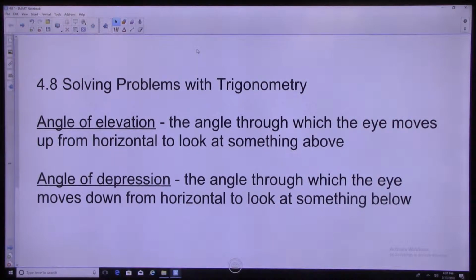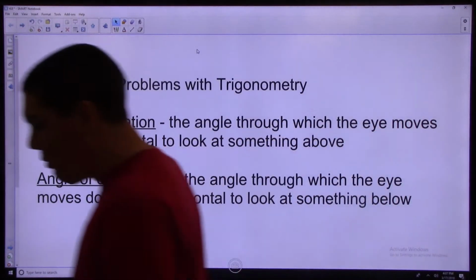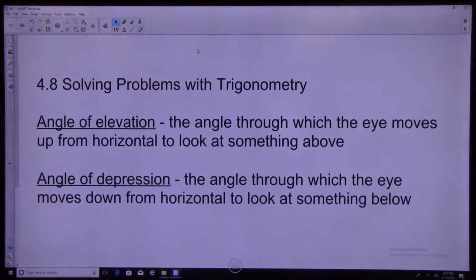Okay? Angle of depression is very similar. The angle of depression is the angle through which the eye moves down from horizontal to look at something below. So really, the only difference between these two terms is that one, you're looking up, angle of elevation, and then angle of depression, you're going to be looking down.